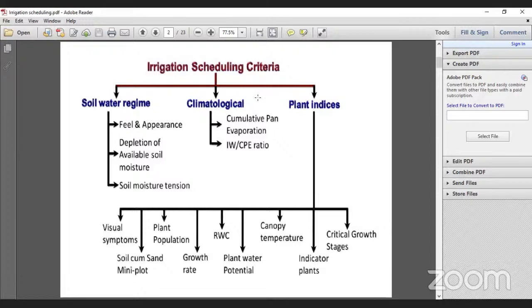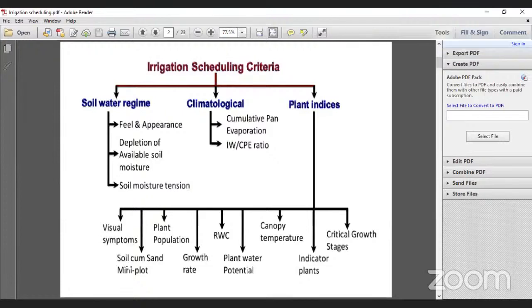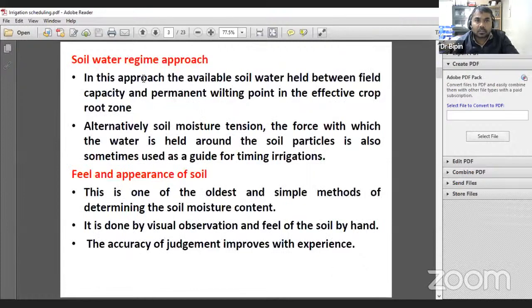So what I was saying, plant indices like visual symptoms, and soil cum sand mini plot, plant population, growth rate, relative water content, plant water potential, canopy temperature, indicator plant, and critical growth stages. Now we will discuss the soil water regime approach. What is the soil water regime approach? In this approach, the water held in the soil between field capacity and permanent wilting point we consider as available water. Alternatively, soil moisture tension, the force with which water is held around the soil particle, is sometimes used as a guide for timing the irrigation.